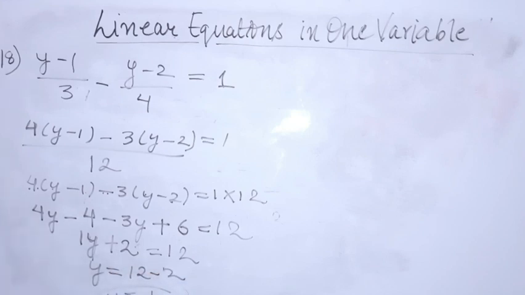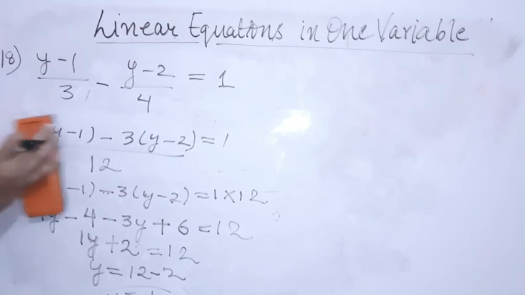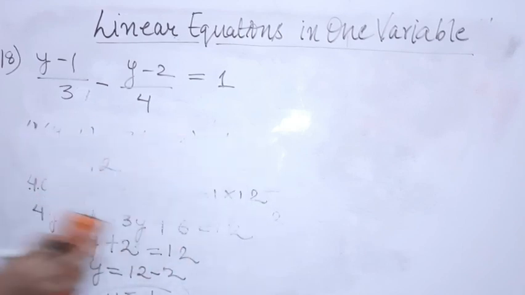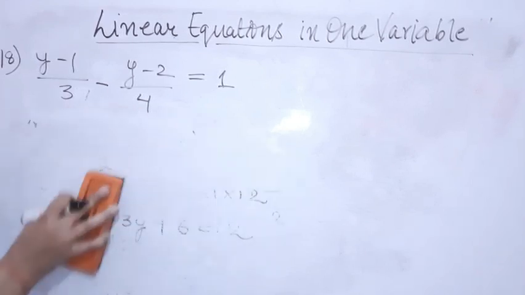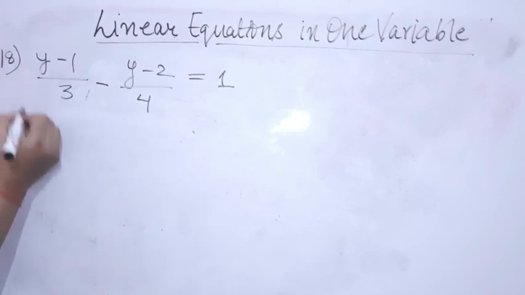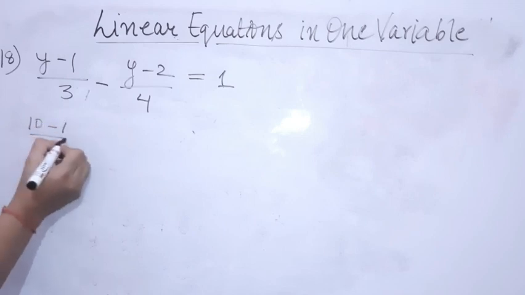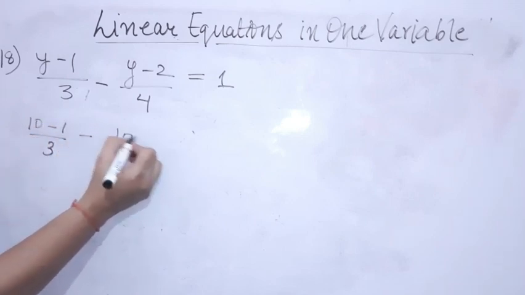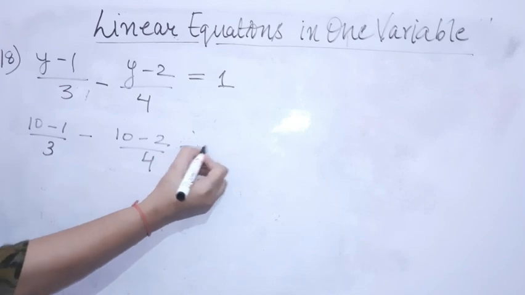So what is the value of y? The value of y is 10 in this question, and we have to check whether this value is correct or not. For that, what we have to do? Place the value of y in the equation. So, I have to place 10 in place of y. So, (10 minus 1) upon 3 minus (10 minus 2) upon 4 is equals to 1.